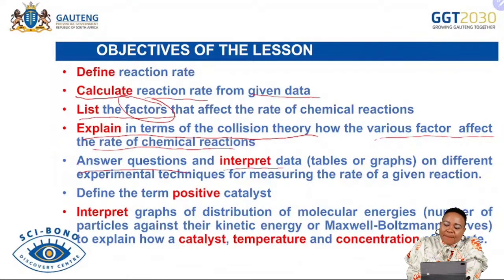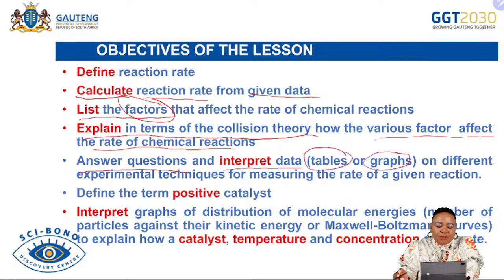We are also going to interpret data. Data can be in the form of tables or graphs on different experimental techniques for measuring the rate of reaction for any given reaction. We will also look at the definition of a positive catalyst and also interpret the graphs of distribution of molecular energies using the Maxwell-Boltzmann curve. And you must know that always when you are given data, you must know how to explain using the data that you are provided. So as we are going to be given tables and graphs, we must be able to interpret them in order for us to respond to the questions on question number 5.